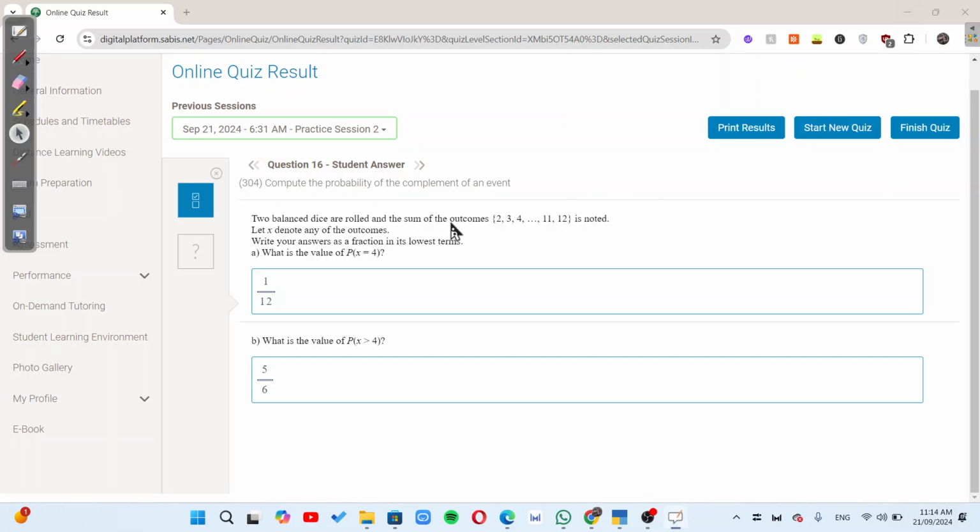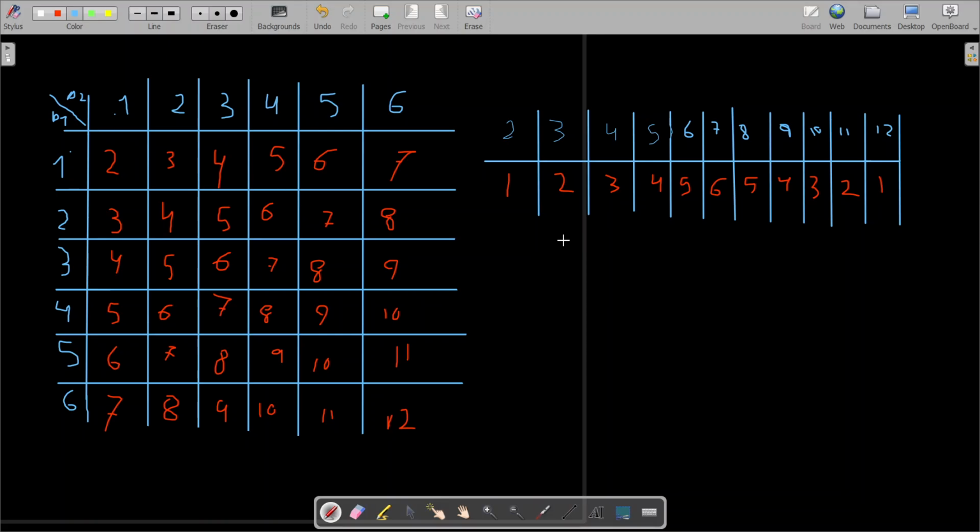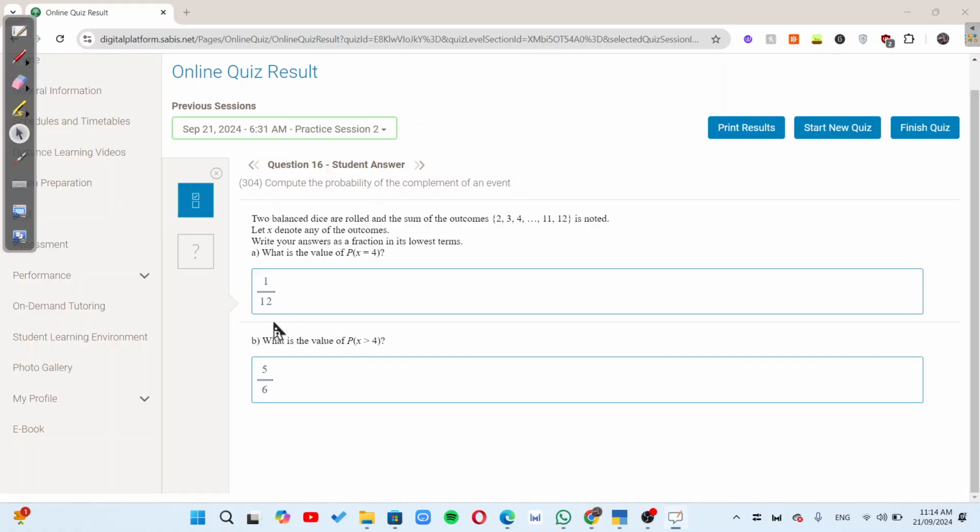So now let's see. What is the value of X? How many times is your value going to be 4, only 4? So you look here, you know that 4 only appears 3 times. And here you have 36 values because you're going to do 6 times 6 to find out how many values you have in total. So if it's only going to come 3 times, it's 3 over 36, right? Which when you simplify it becomes 1 over 12.